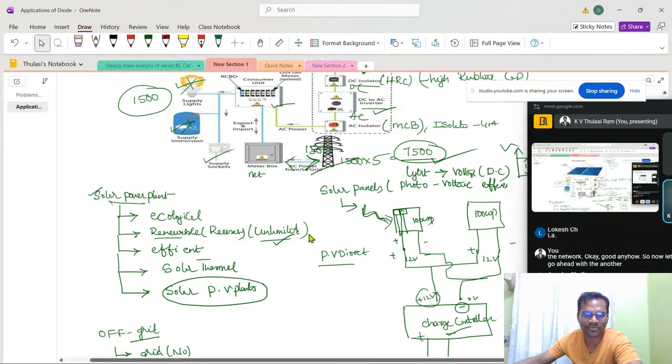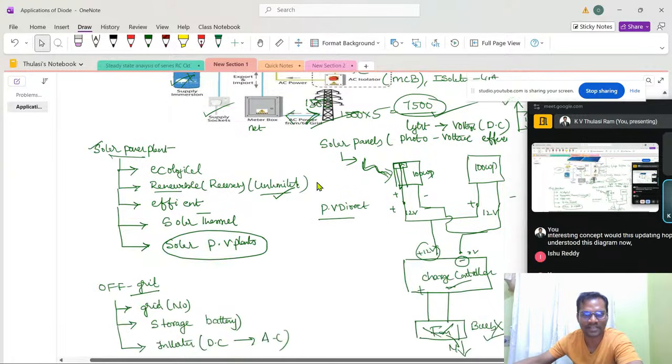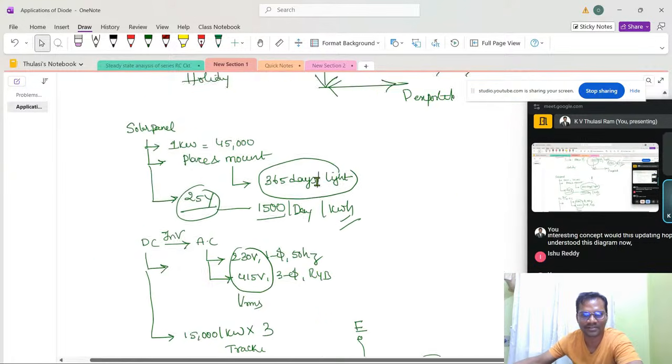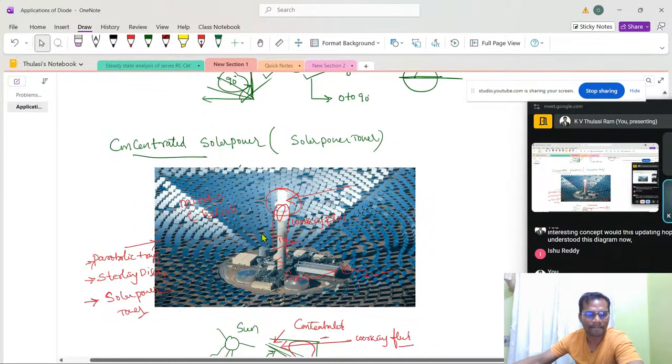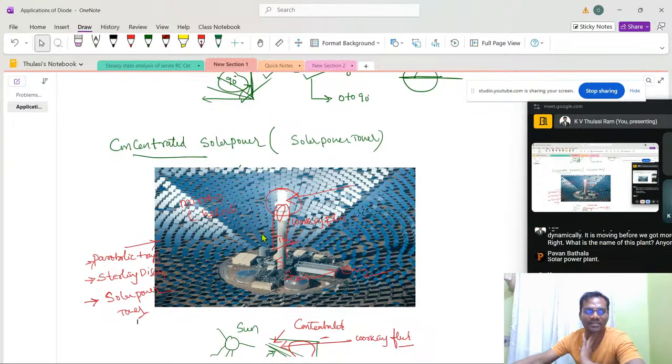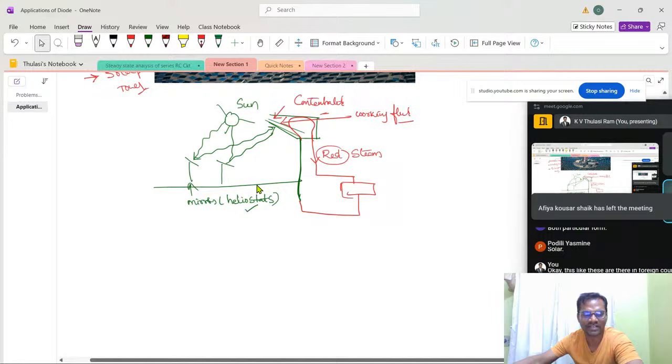Now let's go ahead with another interesting concept. Put this subheading. Hope you understood this diagram now, right? Yes, sir, it is moving dynamically, therefore you got more clarity. What is the name of this plant? Solar power tower. These are there in foreign countries, we don't have them in India, but we have solar PV systems in India, especially in our campus.